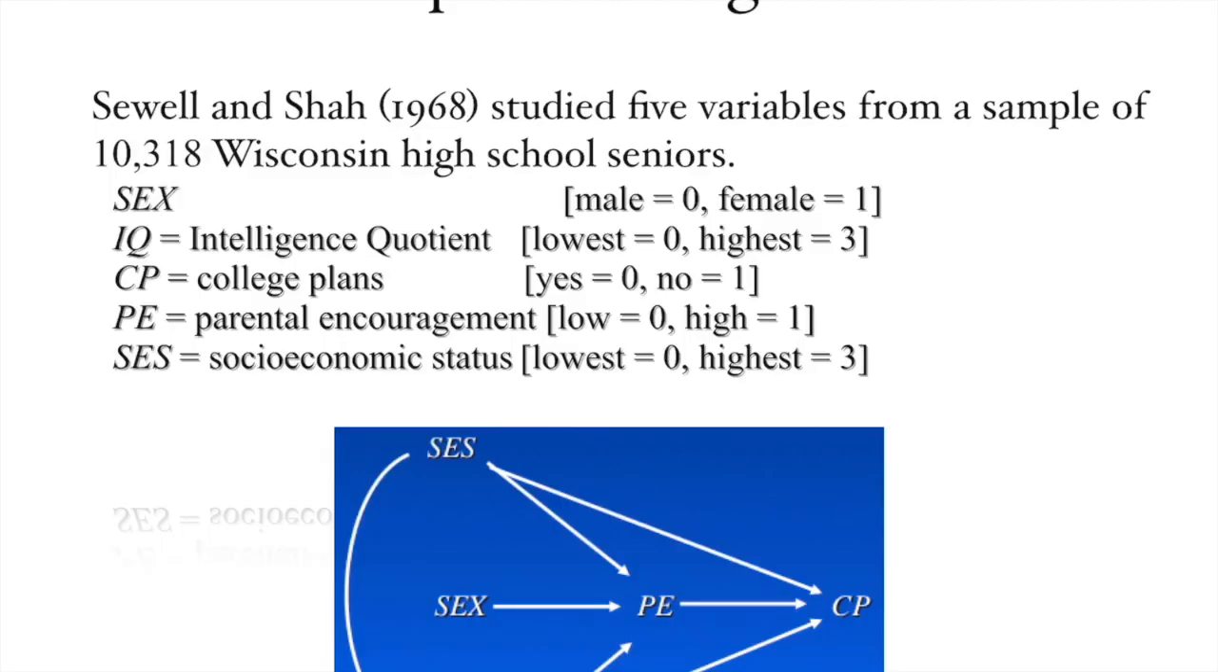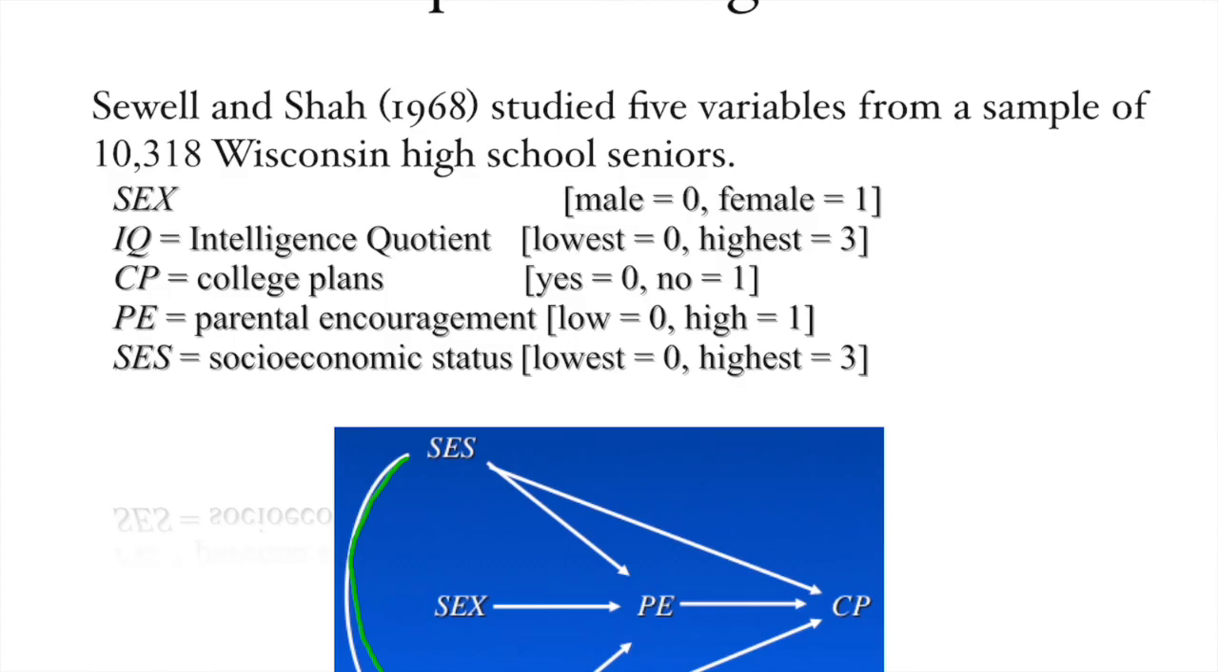OK, so this is the first example. You can see this is a classical example. You have college plans. They want to see something about causal relations between those variables, including sex, IQ, college plans, parental encouragement, and the socioeconomic status of the family. And after doing conditional independence tests, basically, you recover the skeleton of this graph, and then finally, this one was derived based on some background information.